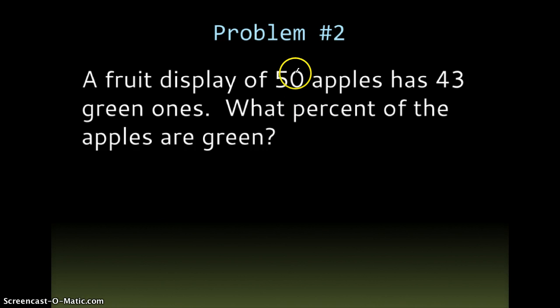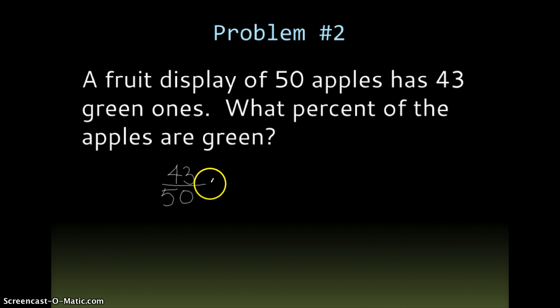A fruit display of 50 apples has 43 green ones. What percent of the apples are green? Well, we have 50 total apples, and 43 is just the part. So what part of the whole, right? So we can do this 2 ways. The first way to do it is divide, like I showed you. So you turn it into a decimal, and then you turn it into a percent.